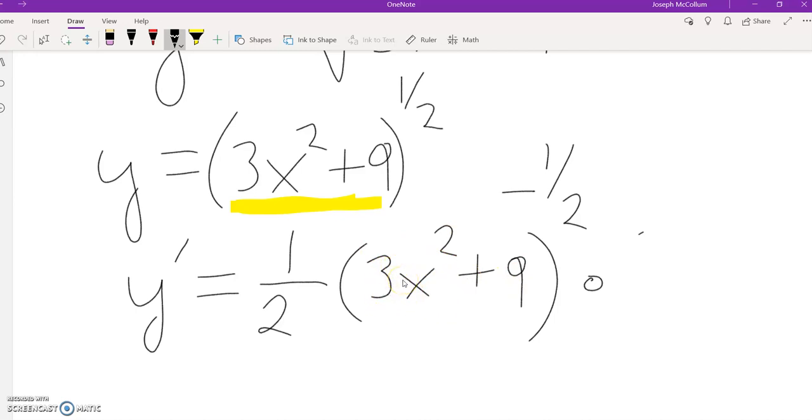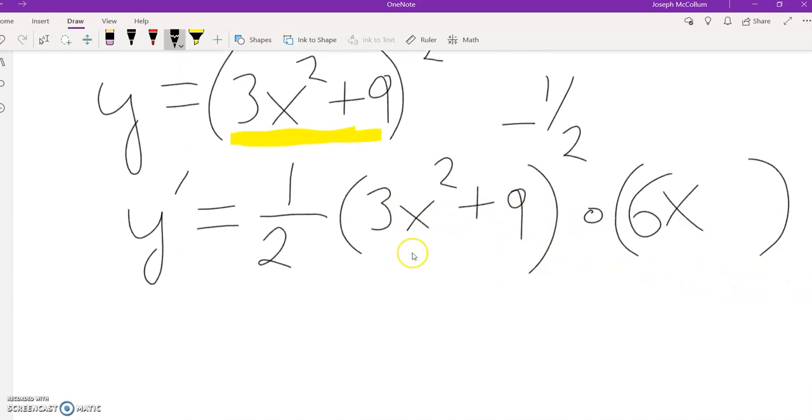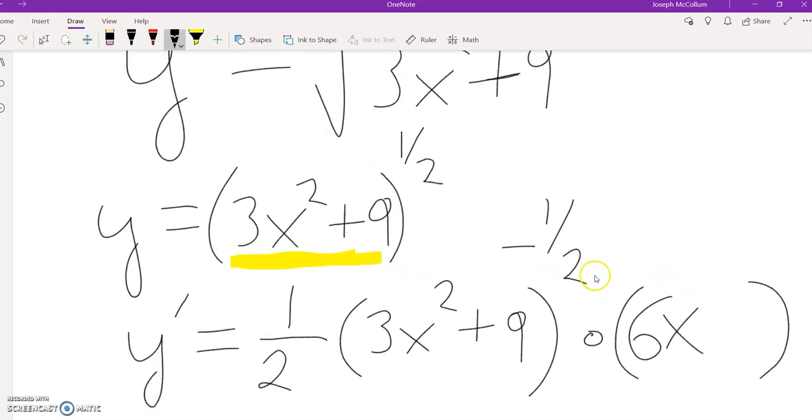The derivative of the inside, and I always am very overly cautious when I take the derivative. I like to take the derivative of the inside and put it inside this parentheses. And so what we have is the derivative of the inside is nothing but the rules we've learned in the previous videos. The derivative of 3x squared will be 6x. And the derivative of a constant is 0. That's why I'm not going to put it over there. And so this is my derivative using the chain rule.